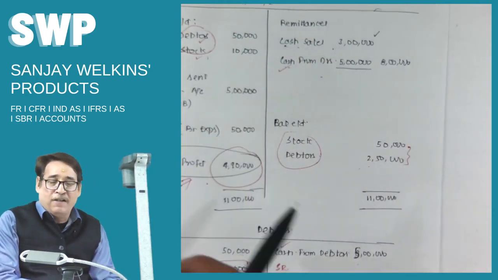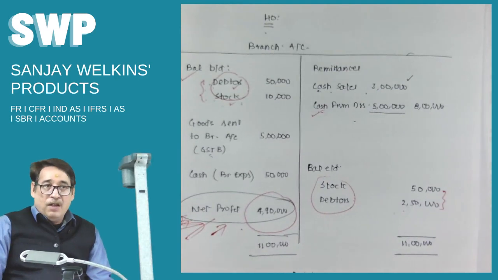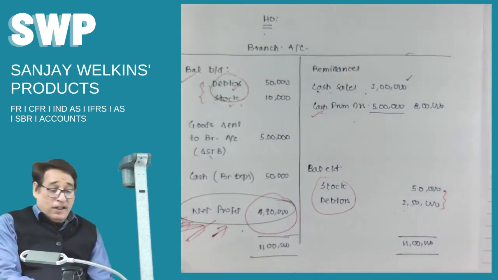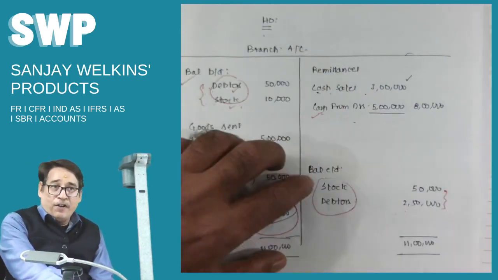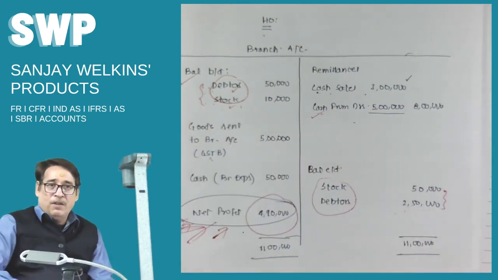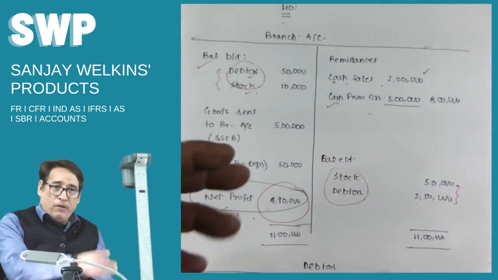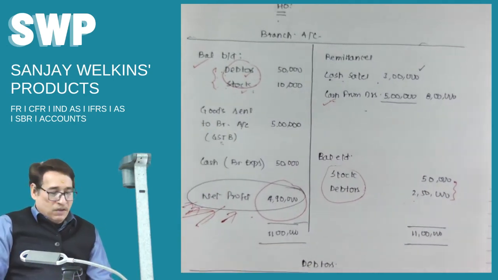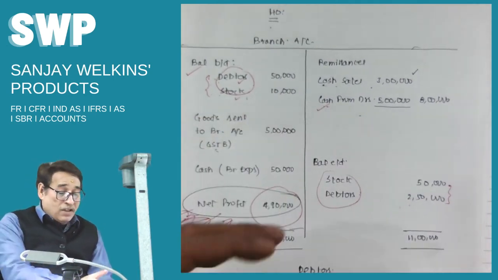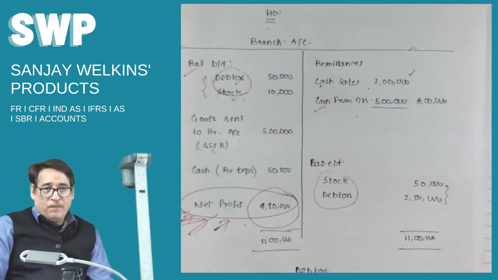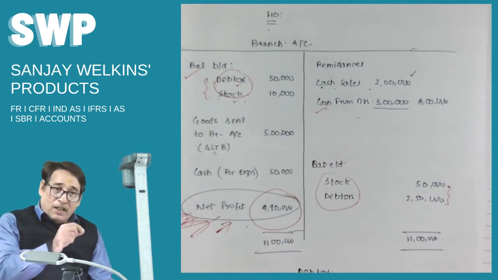But this is the magic. Now I tell you that in this branch account, I have written credit sales also, because without writing credit sales, we cannot arrive at net profit. Sir, you have written credit sales, but it is not getting reflected. So here you will have to dig deep.